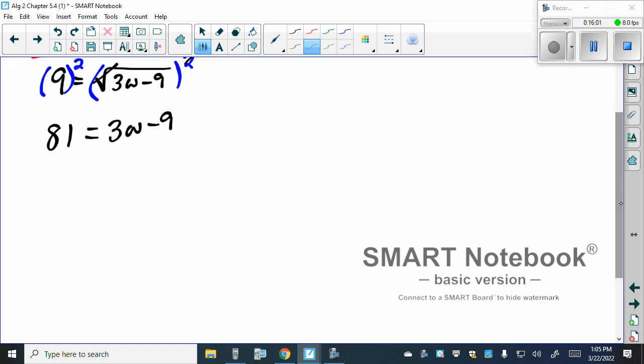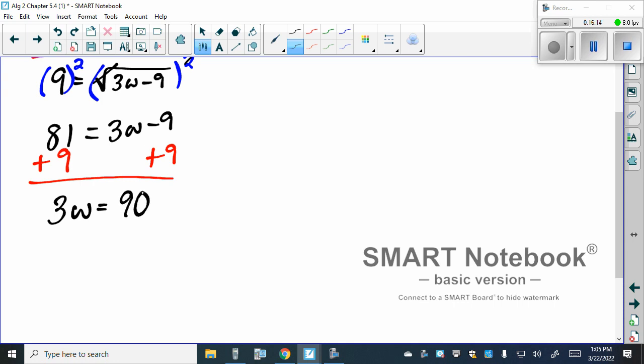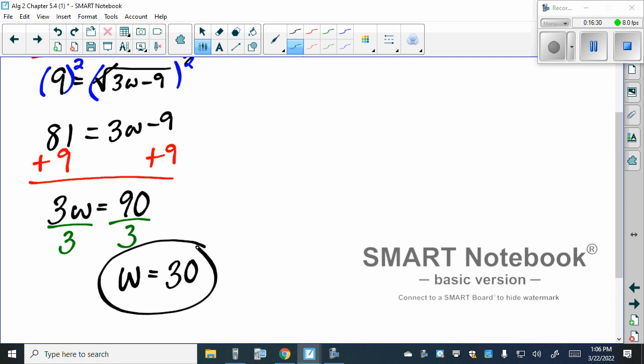What would our next step be? To add 9. And when we add 9 to both sides, we get that 3w is equal to 90. So that's kind of convenient, because our last step is to divide by 3, telling us that w is 30. I say that's convenient because it works out to be a nice even number instead of having some ugly decimal, especially with thirds.